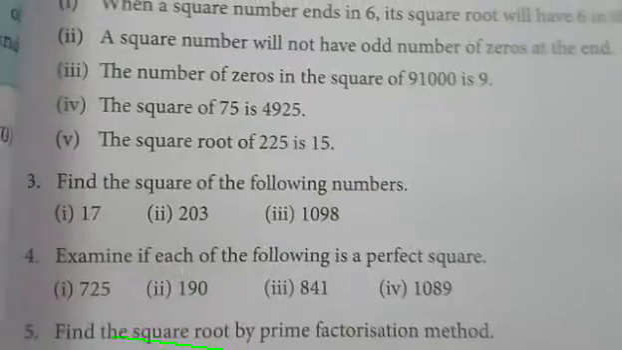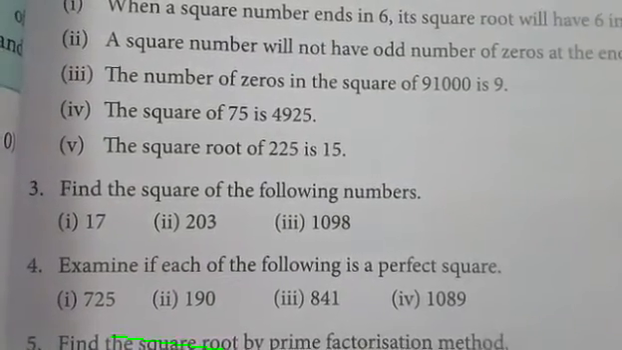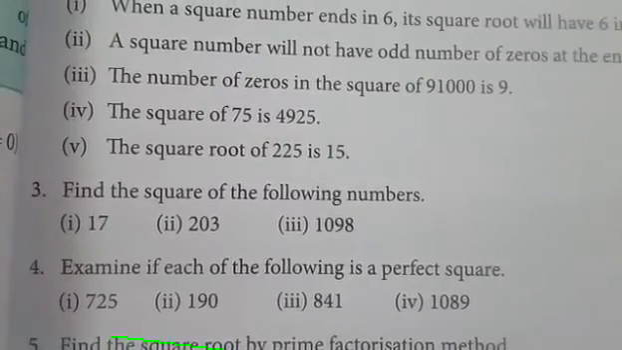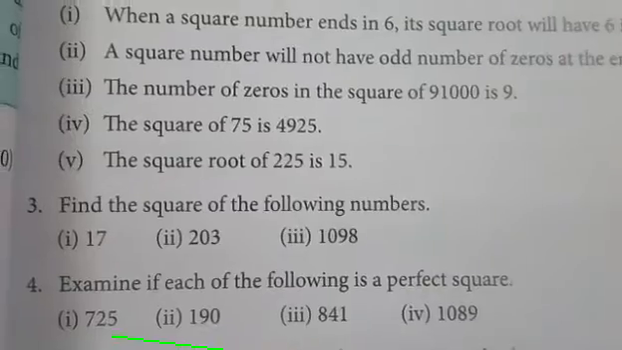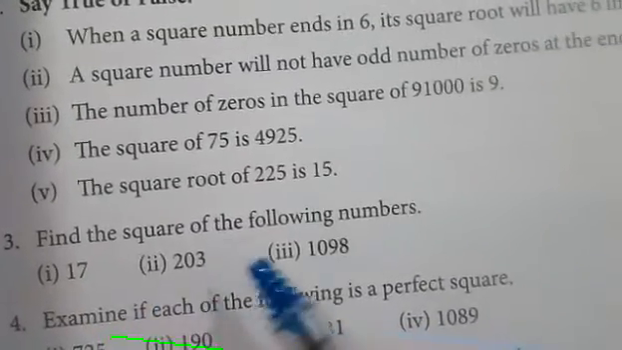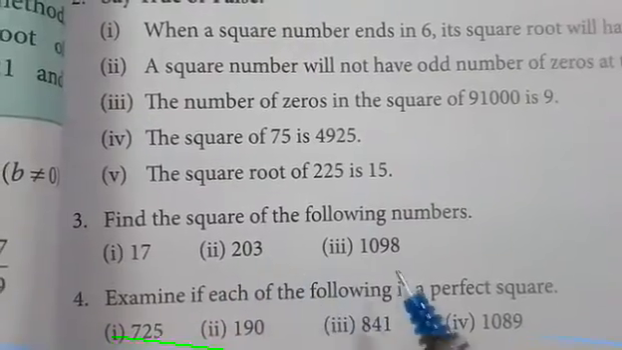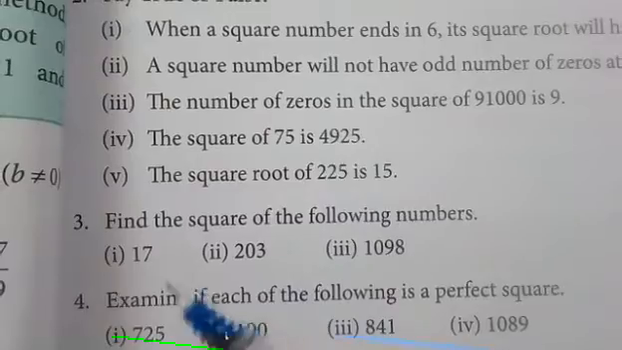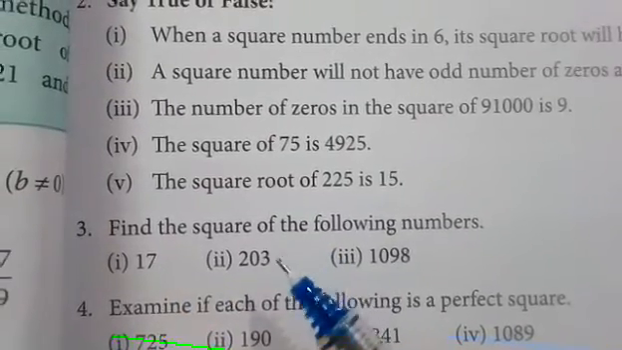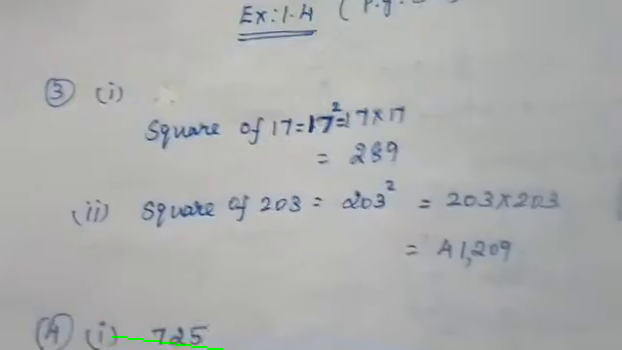Now you are going to learn about the square number. Square number means the number multiplied by itself is called a square number. Now in exercise 1.4, the third problem: find the square of the following numbers, that is 17, 203, 1098. We want to find the square of 17, square of 203, square of 1098.